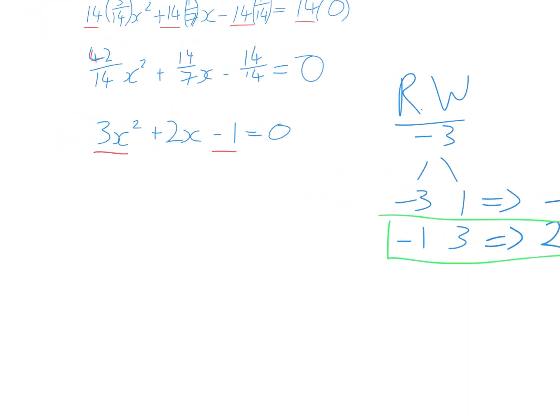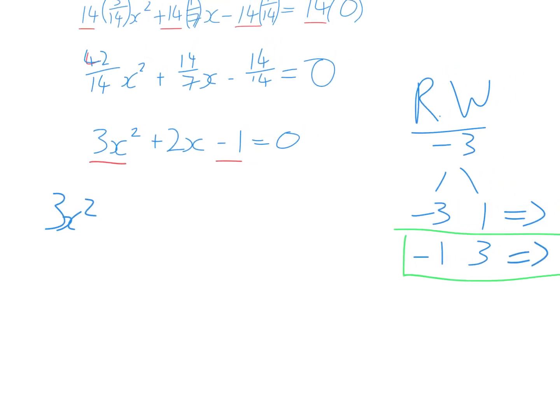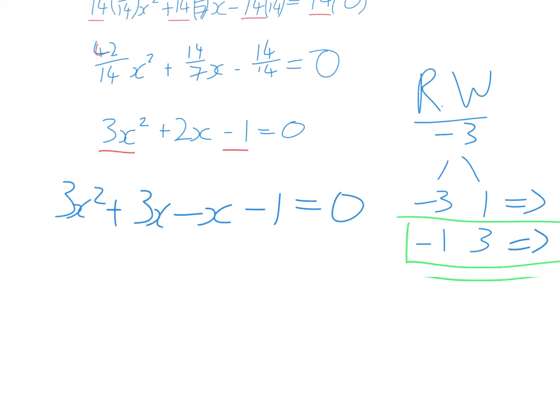All right, now again, what we're going to do is copy out the 3x squared. We're going to split up our 2x. I'm going to split it up into a plus 3x minus 1x. We've got a minus 1 over here. Then we're going to group each of these two together, those two together and those two together. And we'll see what goes into both.